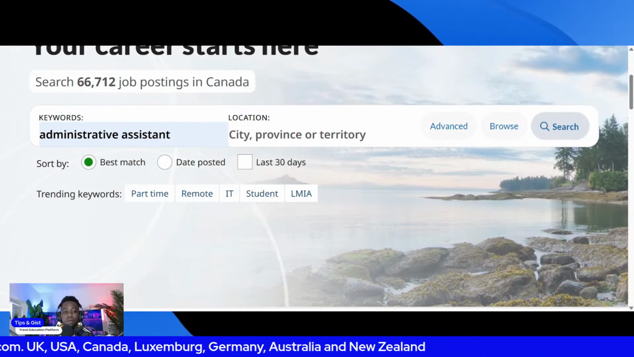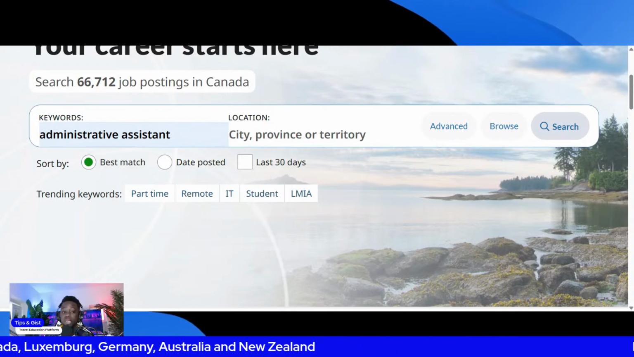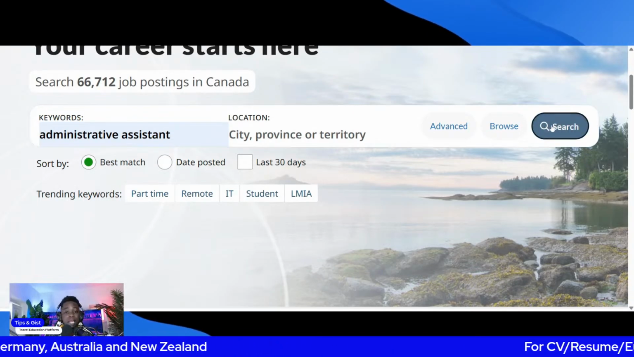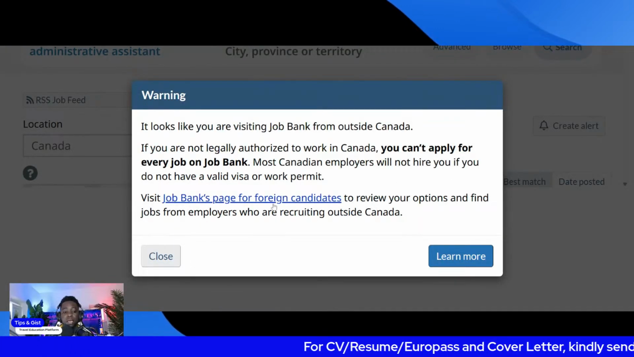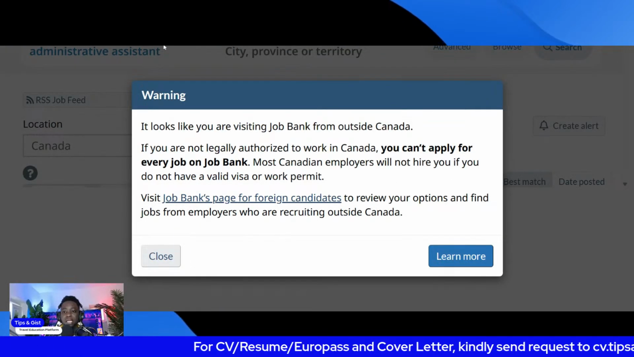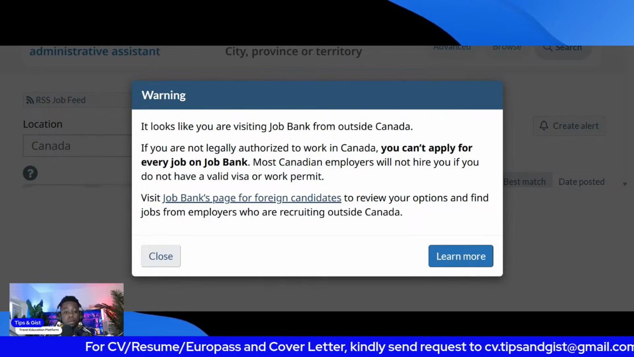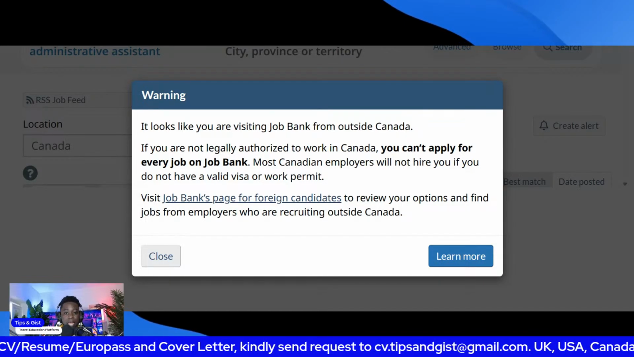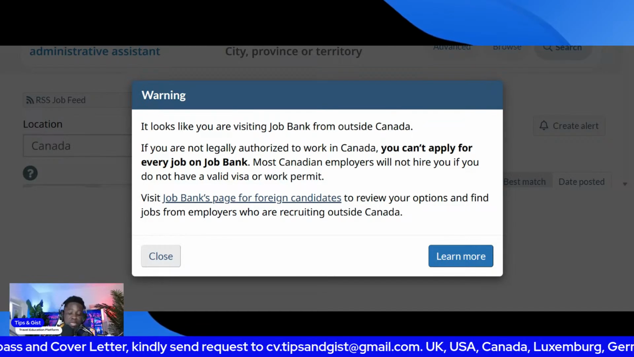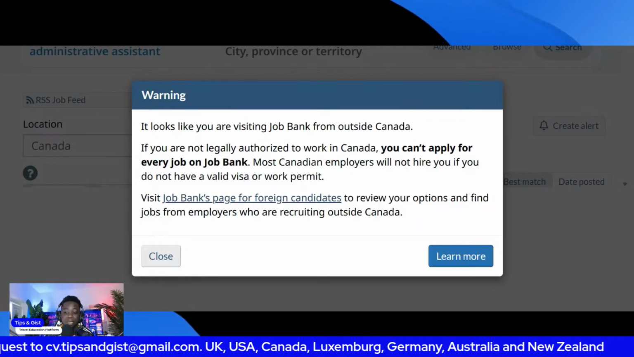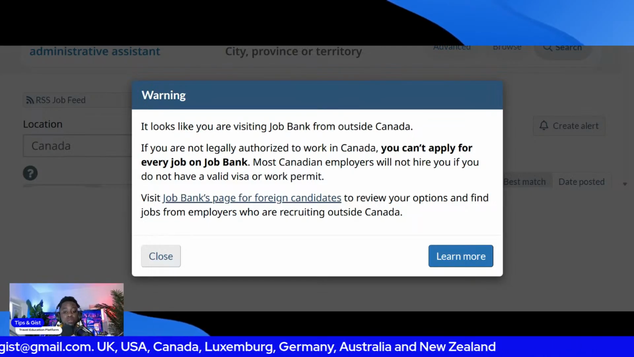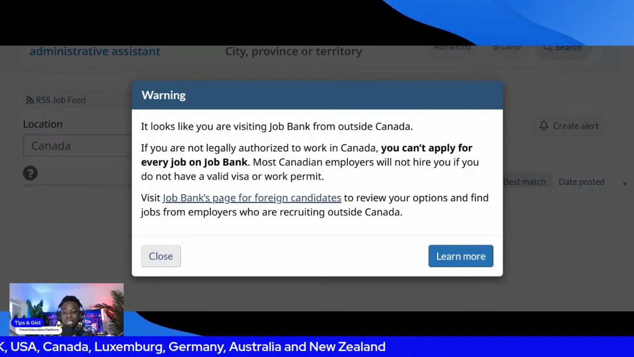All right. So we click on the search. We've written our job over there. We need administrative assistant. So we click on the search. When we click on the search, they are going to give us a set of instructions, as you can see on the screen. They're going to tell us, it looks like you are visiting Job Bank from outside Canada. Yes, my computer's IP address indicates that I am in the UK. So the website will just fish me out that I am not in Canada.